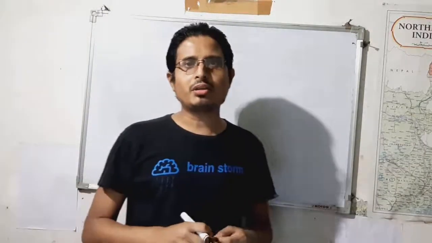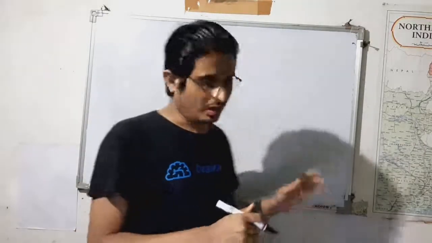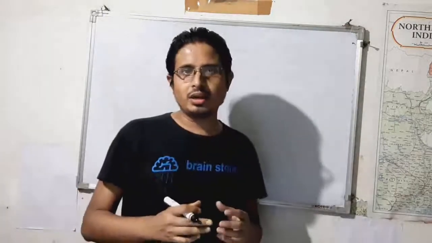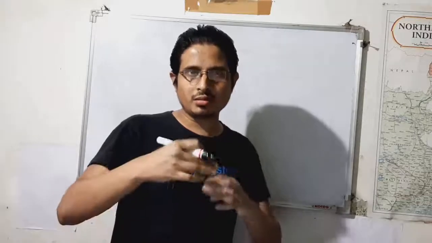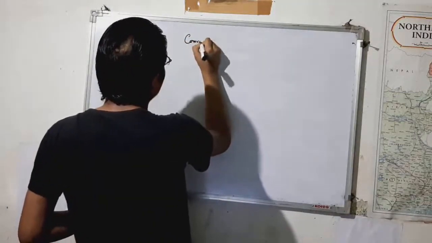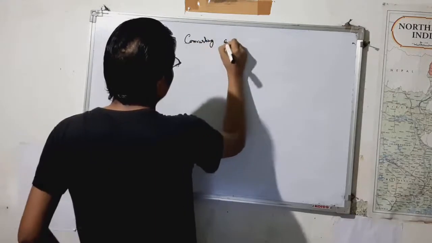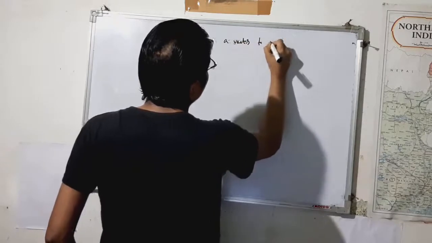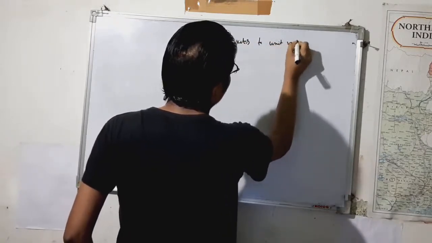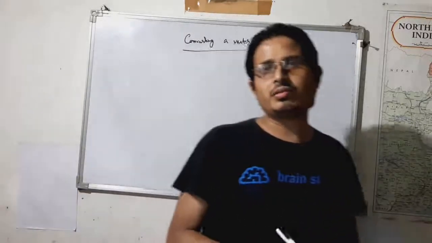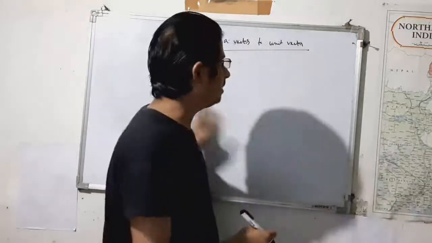Now, how can we convert a simple vector to a unit vector? That means converting a vector to unit vector. So what is unit vector? Those vectors which have unit magnitude in a specific direction.